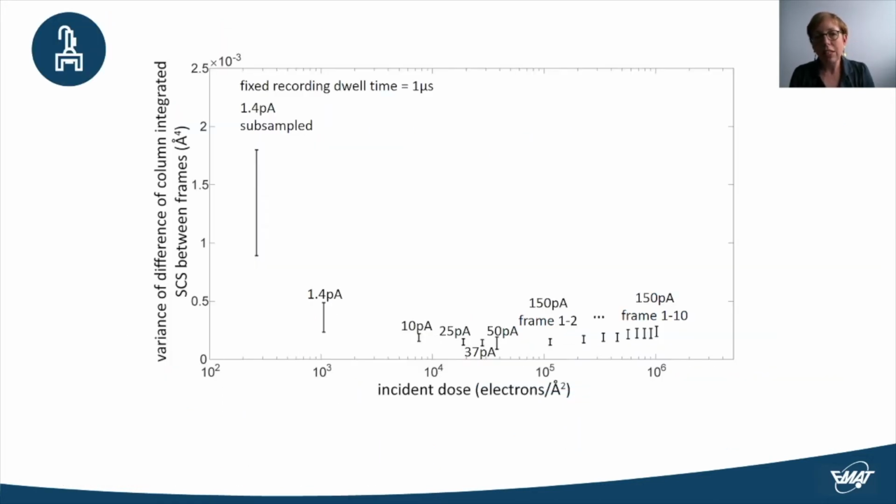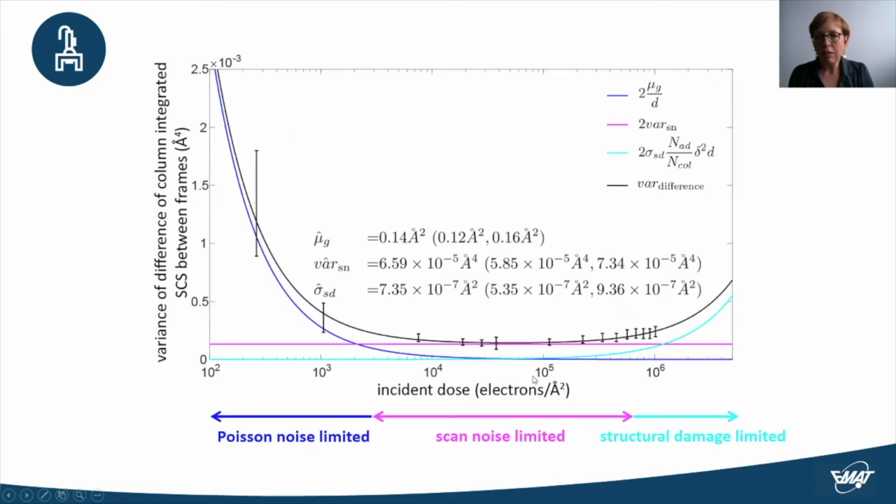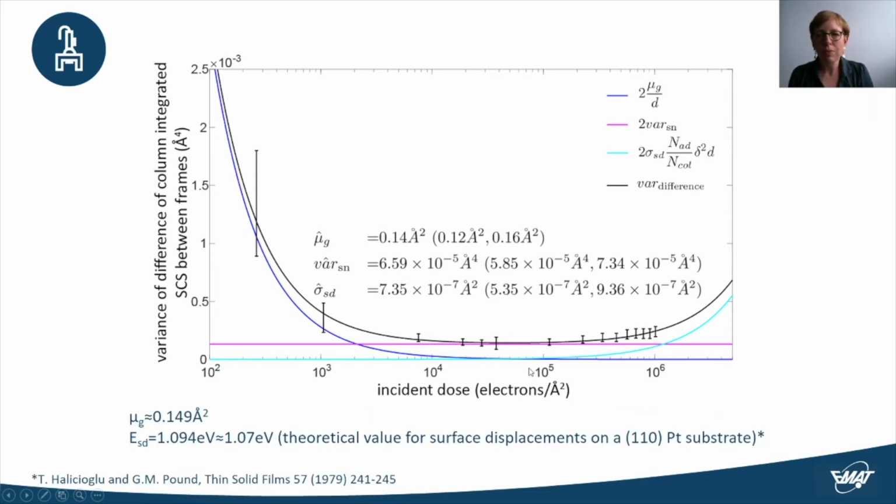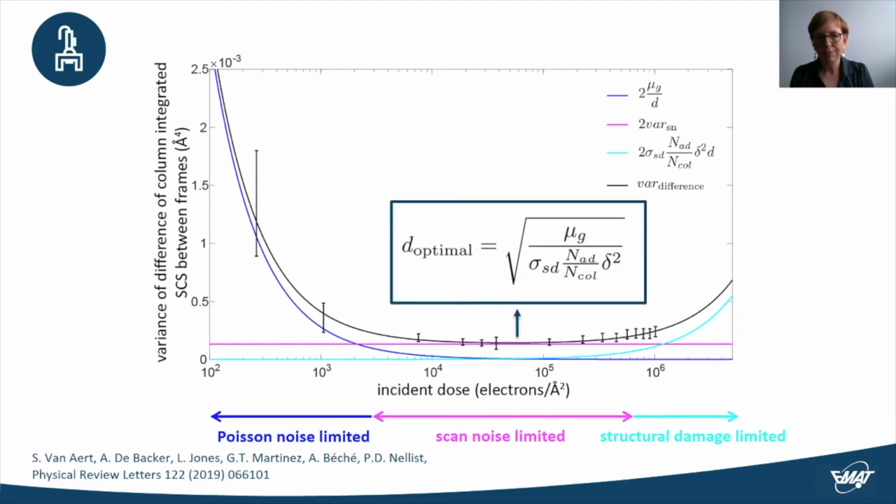This model can now be validated experimentally, and here you see experimentally measured variances of differences in scattering cross-sections between 2 frames as a function of incident electron dose. We can now estimate the unknown parameters of our analytical expression and make a comparison with the theoretical values. And we observed that the estimated activation energy for surface displacement of 1.09 electron volt is in close agreement with the theoretically derived value for surface displacement on a 110 platinum substrate.